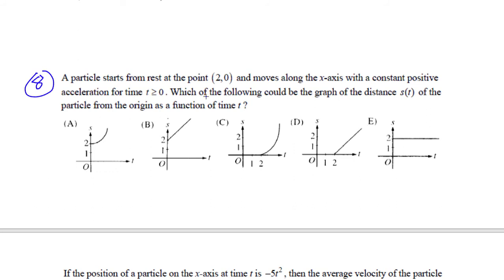It starts at rest, and it starts there at 2, 0. Okay, well, I'm immediately looking at these graphs. Some of them are at 0, 2, and some of them are at 2, 0. So 2, 0 means you have a start here. The ones at 0, 2 don't look right. So automatically, I think we've eliminated all of them except for C and D, just knowing where 2, 0 is on the graph. And it moves along the x-axis with a constant positive acceleration for time equal to 0. Which of the following could be a graph of the distance of the particle as a function of, oh, okay.